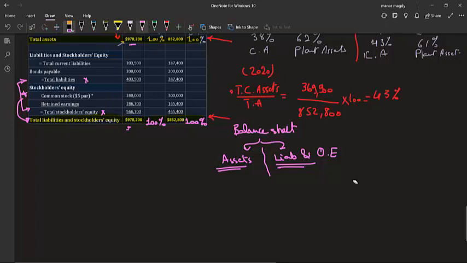Let's start answering. So with regards to the total current liabilities here, let's answer it.